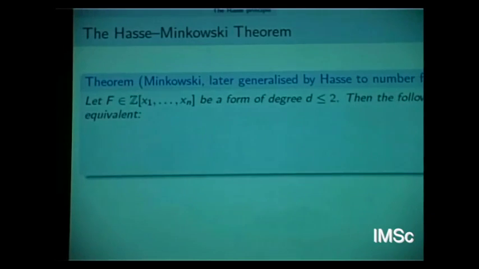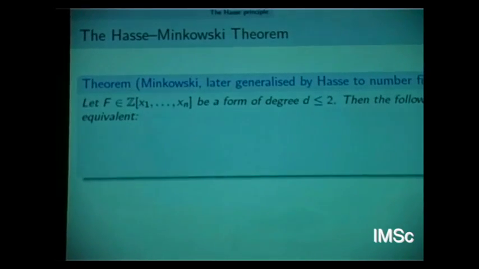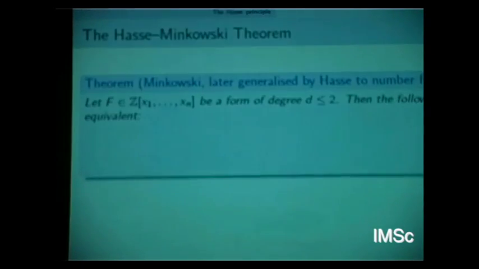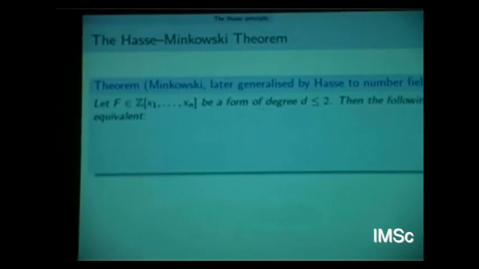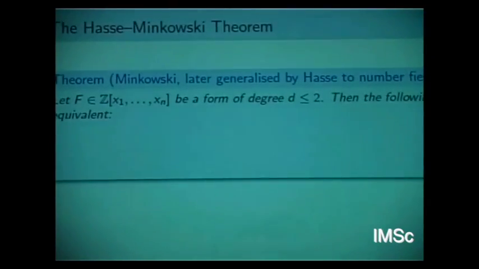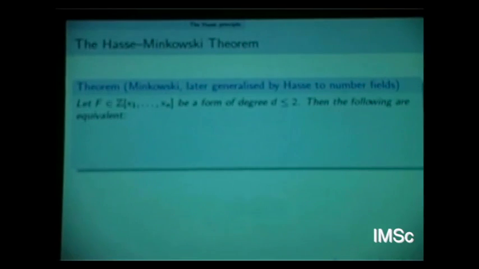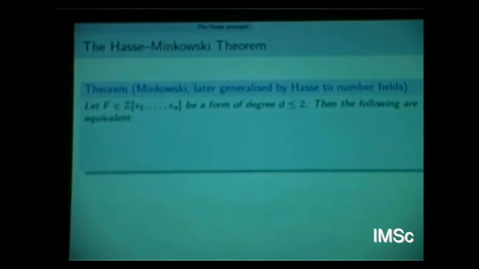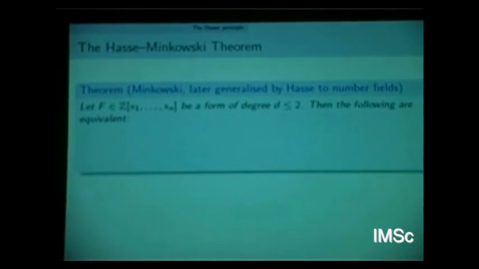Okay, so the Hasse principle. Here's a famous theorem of Minkowski, and it was later generalized by Hasse from the rationals to number fields, and hence the name, the Hasse principle. So what does the theorem say? It says if you take a homogeneous polynomial with integer coefficients, and its degree is at most 2, so it's either linear or quadratic or constant, then the following are equivalent.